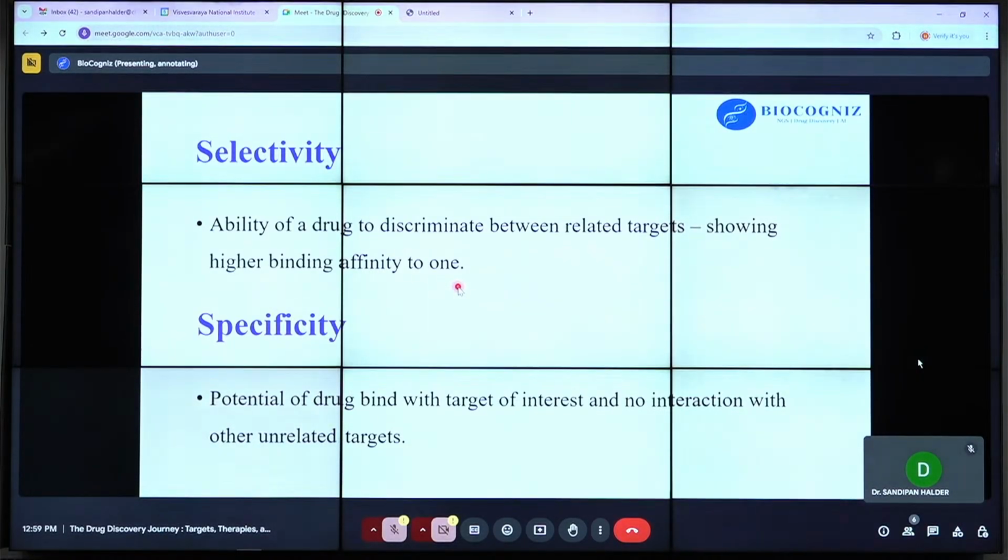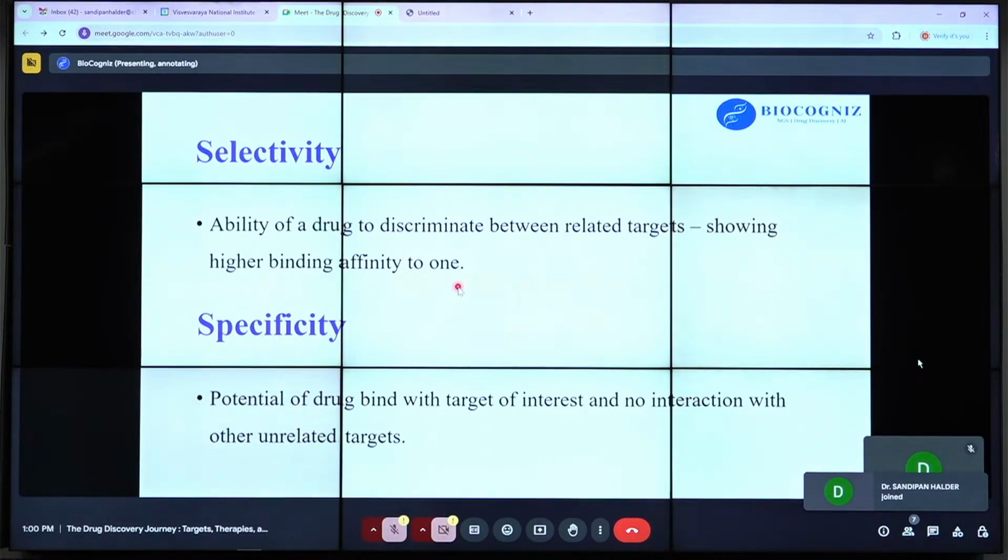You know, as of now, if you just go to a pharmacy and get any medicine, and you check the pamphlet, you can see that it will all have some kind of side effects. There is no drug available as of now which has zero side effects. To me, the difference is only less or more side effects. The problem is because it is not specific and selective. That is the reason.